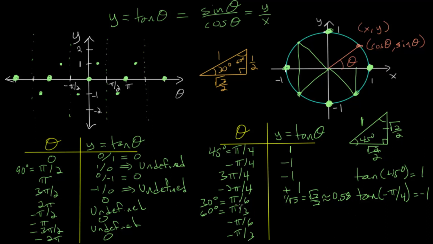And we can look at the tangent of pi over 3, or 60 degrees, by looking at the ratio of root 3 over 2 to 1/2. We divide those, and we simply just get the square root of 3, which as a decimal is approximately 1.73. And we can also look at the negatives.